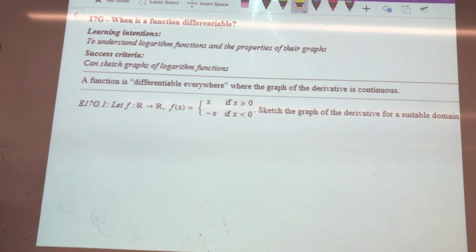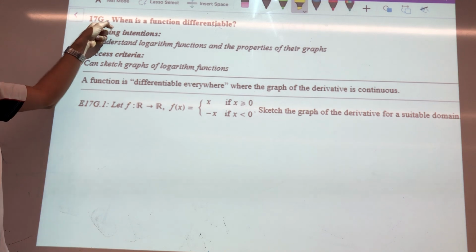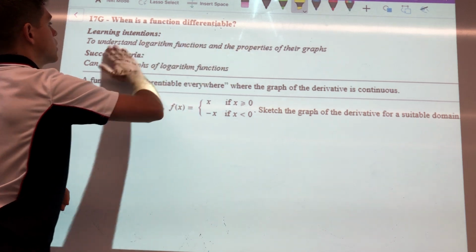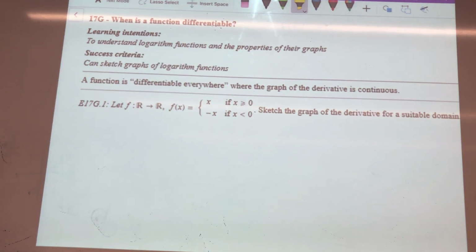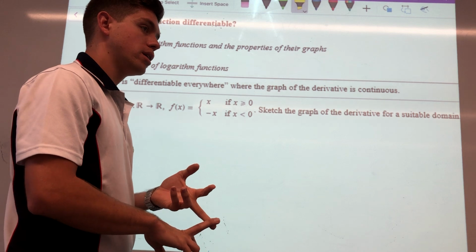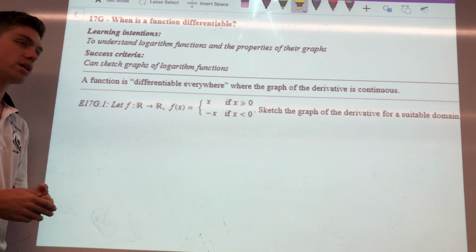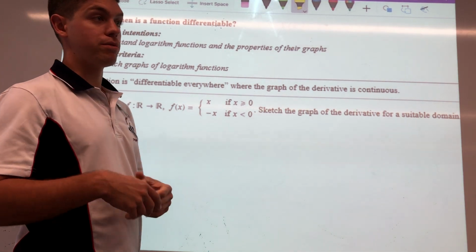Okay, so our last module for chapter 17, following on from limits: when is a function differentiable? Our learning intention is to understand the difference between continuity and differentiability and how they can both apply to functions. Remember, we defined this idea of continuity right at the beginning when we defined limits.